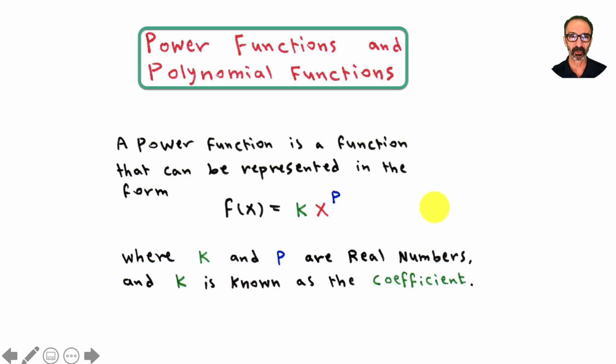Power functions and polynomial functions. A power function is a function that can be represented in the form f of x equals k times x to the power p, where k and p are real numbers, and k is known as the coefficient. Let's see some examples. Keep those in mind.